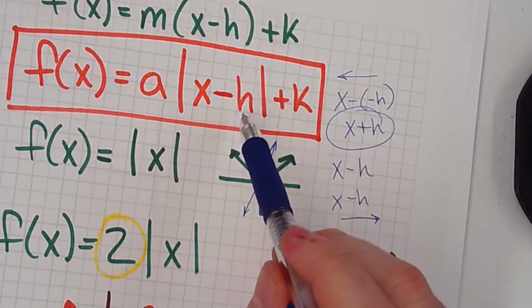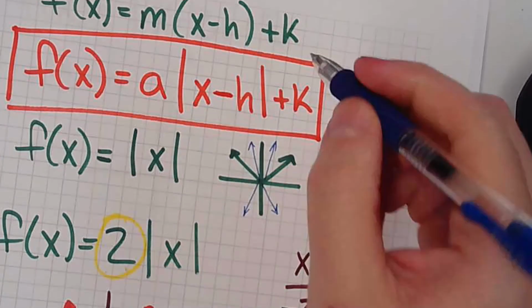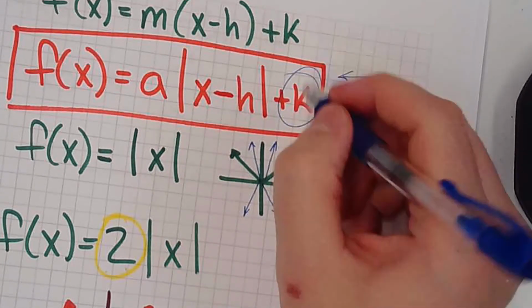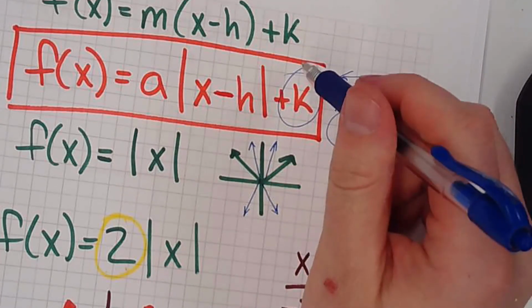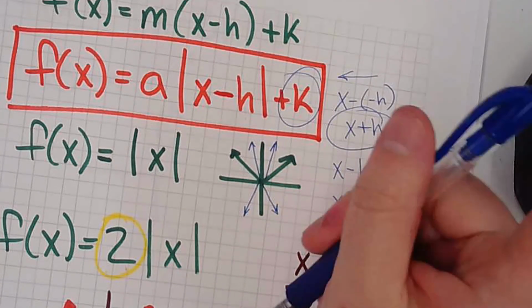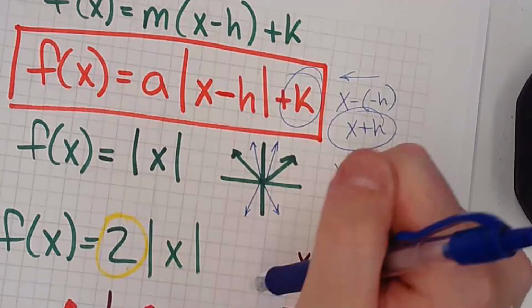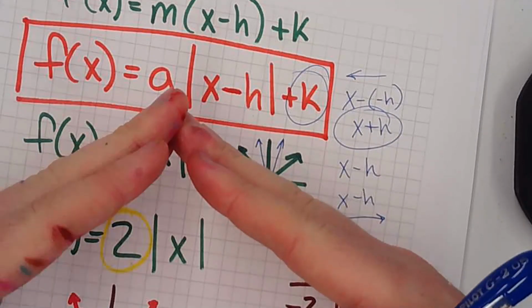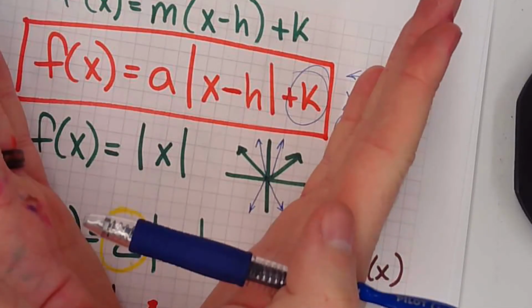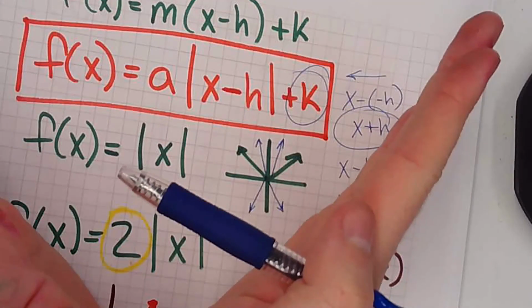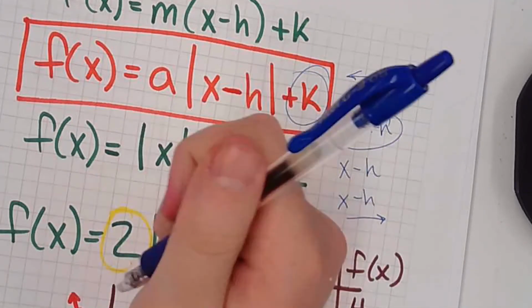K, on the other hand, is very easy. It's our up and down vertical shift. Positive means up, negative means down. And using this, you can create any absolute value graph you want. You can start it wherever you want. You can have it open up downwards or open up upwards. You can change the steepness with A, and you can make any V you want with this. So that's absolute value in a nutshell.